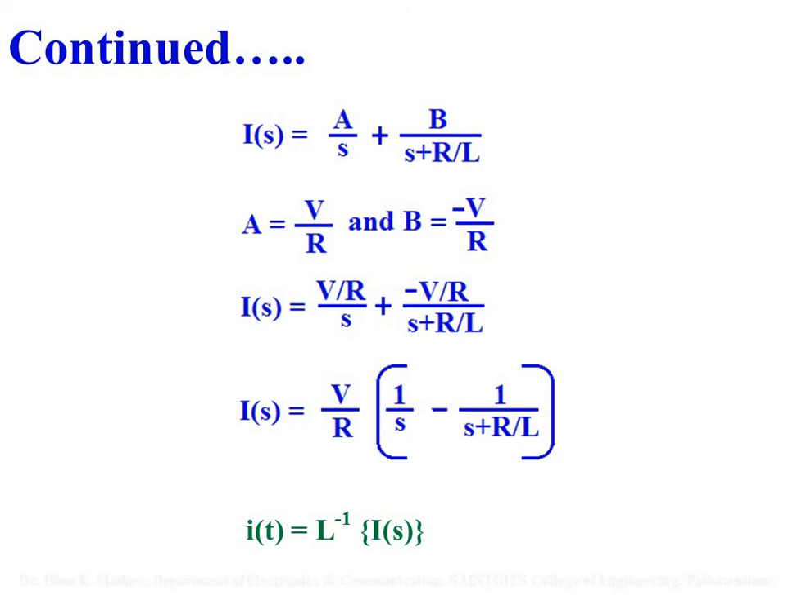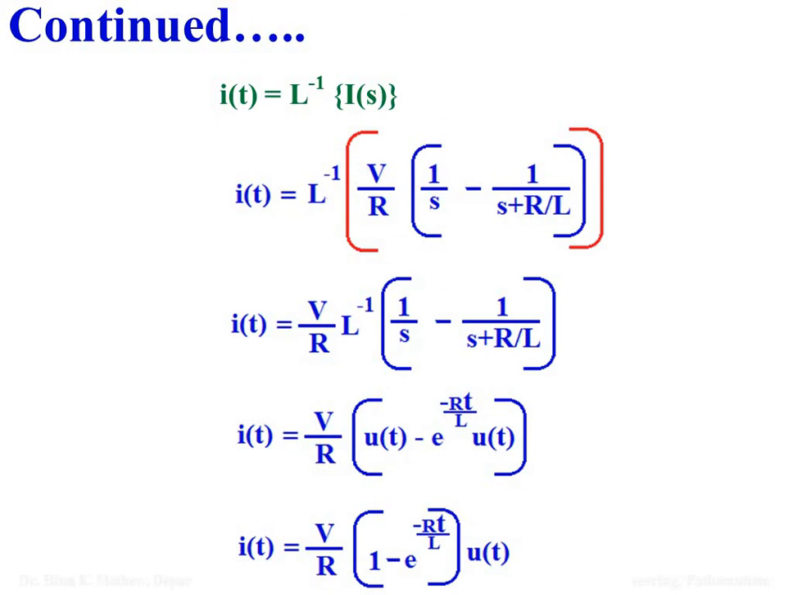I of t is equal to Laplace inverse of I of S. So I of t is equal to Laplace inverse of V by R into 1 by S minus 1 by S plus R by L. So V by R is a constant. So taking V by R outside, we can write I of t is equal to V by R into Laplace inverse of 1 by S minus 1 by S plus R by L. Finally, we will get I of t is equal to V by R into 1 minus e raised to minus R by L into t, U of t.